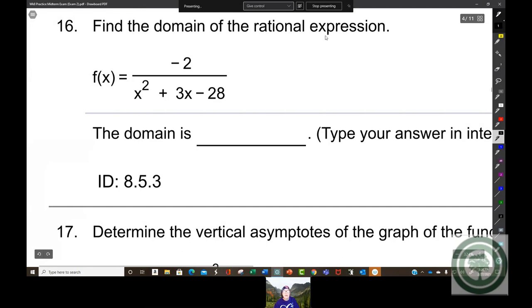Find the domain of the rational function. Now, rational means fraction. Remember that so that you know that that is a rational function. So fraction. And the domain is the allowable x's. And where you get that is from the denominator only. And your strategy for finding the domain is to set the denominator equal to 0 and solve for x.